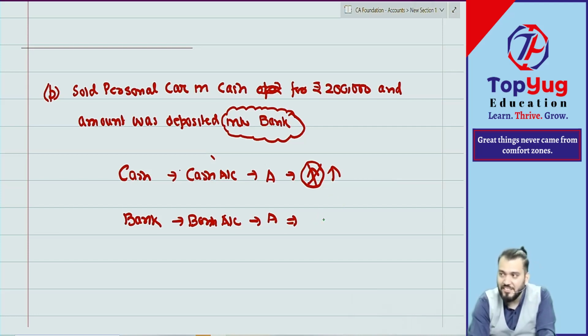You are saying decrease. Decreasing bank means bank is decreasing. So I said deposited into bank. So bank is also what? Increasing, no? It means both are increasing. So both are increasing means both are debited. Means this is wrong.